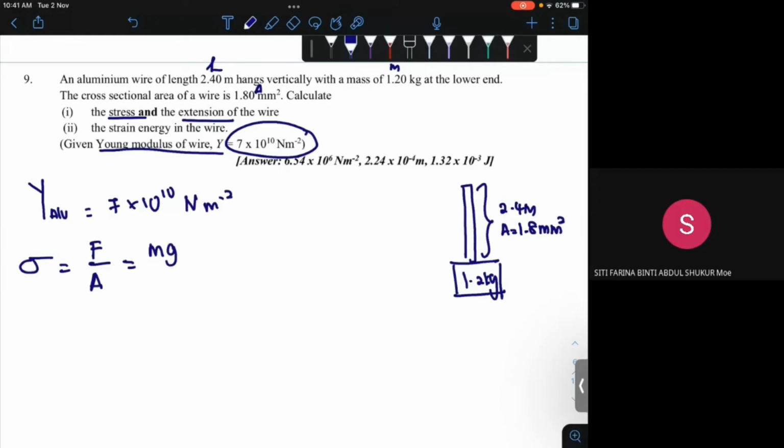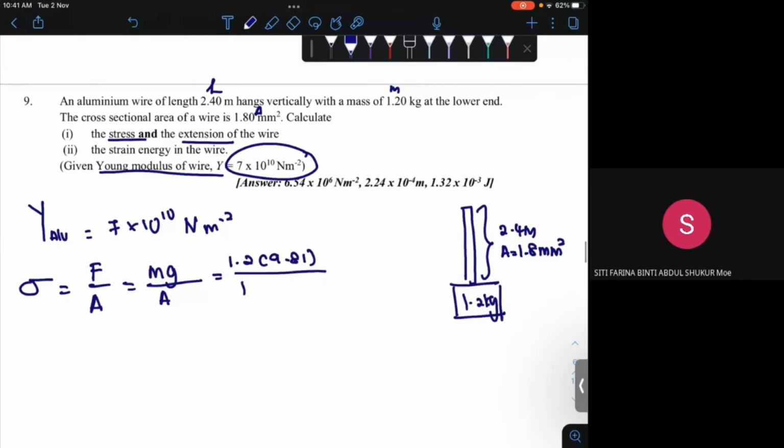Force kita adalah mg because you attach an object of mass 1.2 kg dekat bawah wire itu. Whatever force that this wire is going to experience, stress dia experience disebabkan oleh weight yang tergantung dekat bawah itu, which is mg. Okay, mg over area. Area dia dah bagi dalam soalan. M kamu mass of the object 1.2, g adalah 9.81, bahagi dengan area kamu 1.8.